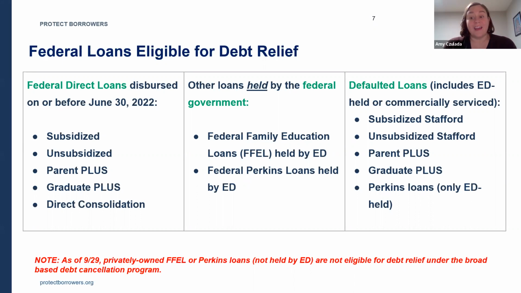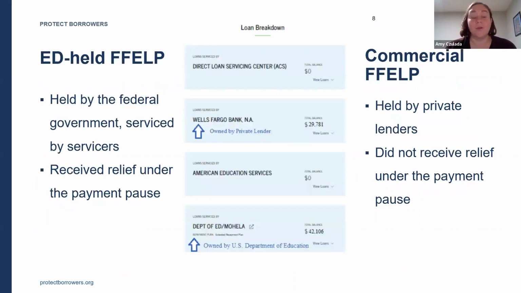So some of you might be thinking, how do I even tell what type of loan I have? So don't worry, we have an entire slide dedicated to this, and we're happy to discuss any questions at the end as well. So as I mentioned on the previous slide, FFELP loans that are held by the Department of Education are eligible for student debt relief. If you have a commercially held FFELP loan, that will not be eligible for this cancellation or debt relief plan. One way to tell is that commercially held FFELP loans have not been receiving the payment pause, and those that are held by the Department of Education have been receiving it.